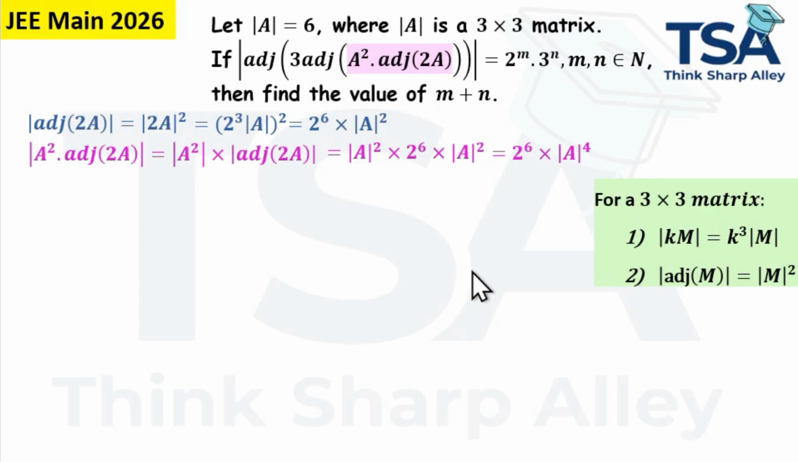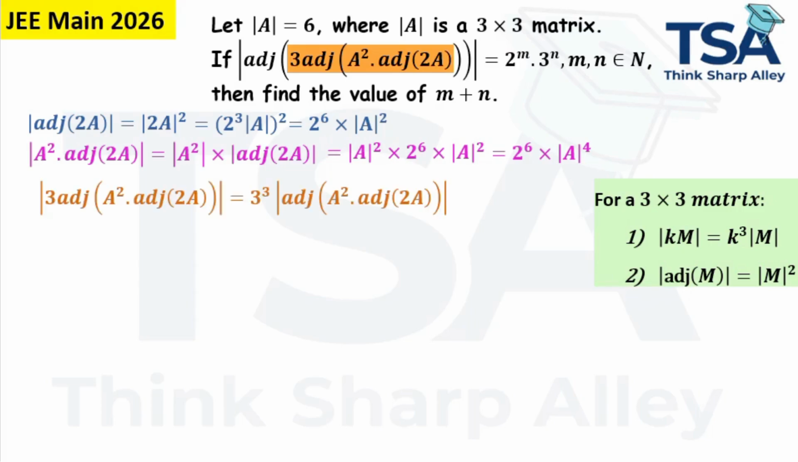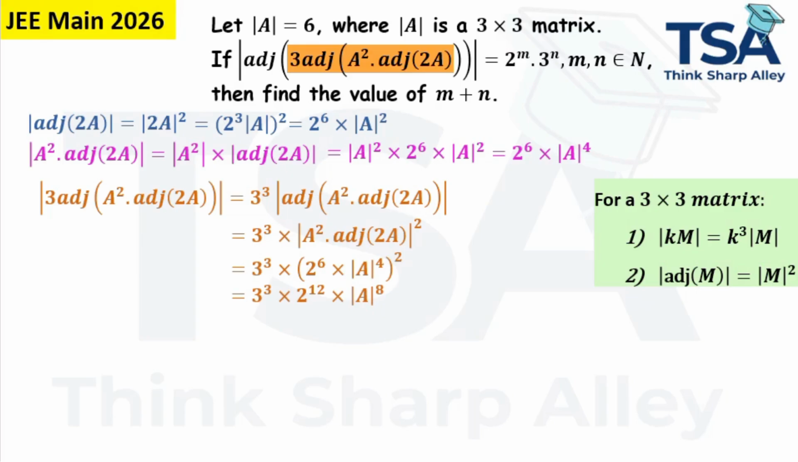Now we need to move to the next layer by including 3 adjoint of this. Now similarly, if we have to pull this 3 out of this determinant, we are going to use property 1. So it's going to come out with the power equal to the order of this matrix. That is 3 to the power 3, and determinant of this adjoint is, using this property, square of determinant of this inner part. Now we have already found the value of this part, so we will substitute that in. So we get this, and squaring it, that means we get this.